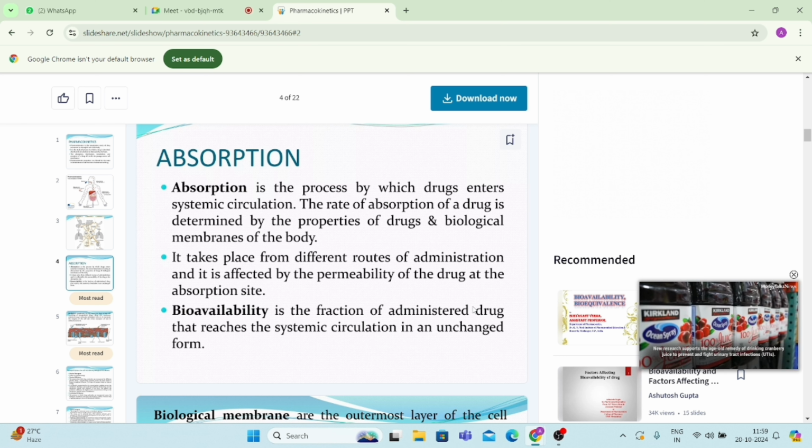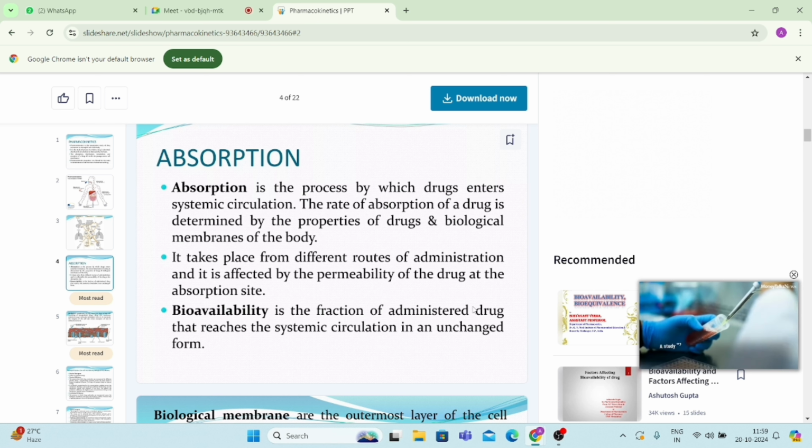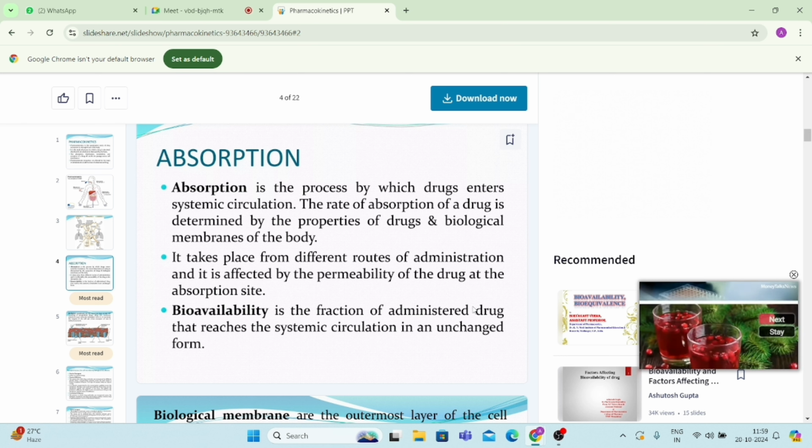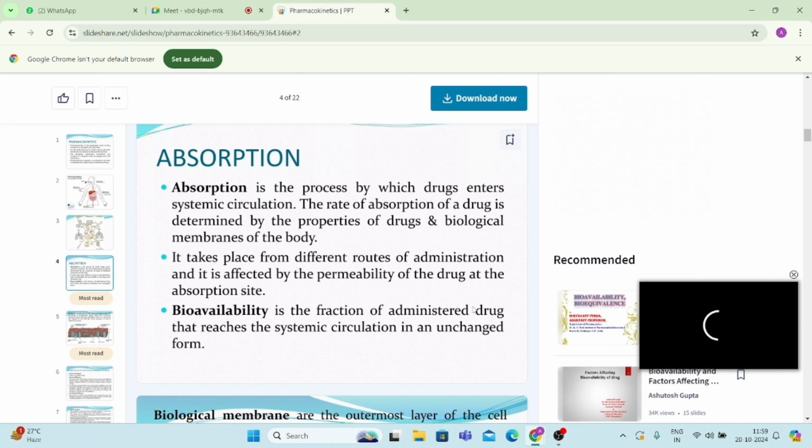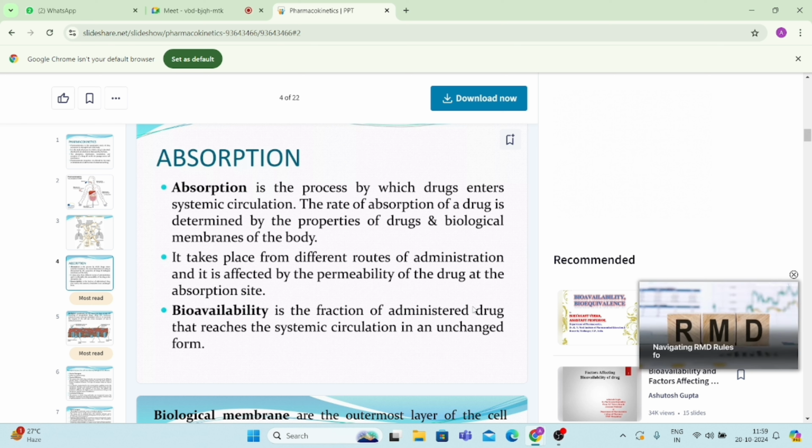Even this absorption can be determined by the permeability. Permeability in the sense that the drug enters into the cell through the plasma membrane. If permeability is good, then you can expect more drug. If permeability is less, then it will be roaming in the body without entering into the systemic circulation.